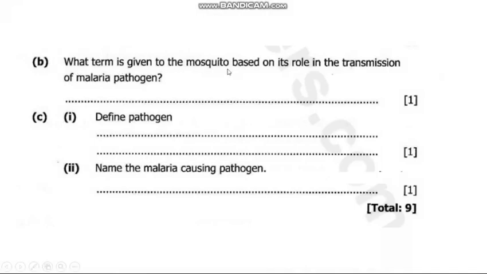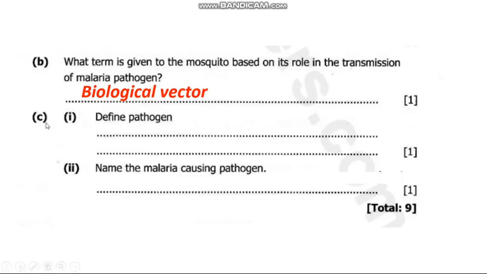What term is given to the mosquito based on its role in the transmission of malaria pathogen? So here the answer is a biological vector. So a mosquito is a biological vector because it's able to transmit pathogens inside its body. That's why when a female Anopheles mosquito bites you, it transmits the pathogen for malaria, which is called Plasmodium. So we have answered our question B.